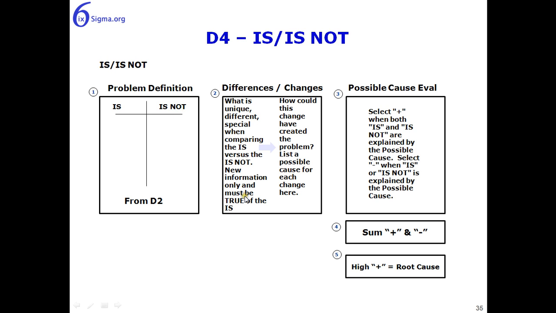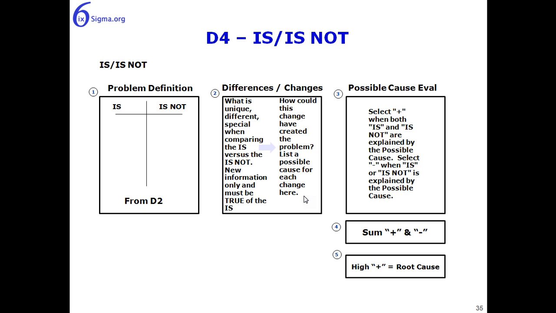Once we have the differences identified, we say, okay, now that we know that this is different, how could this change have created the problem? So we do know something is different, and is it possible that it's creating the problem that we are investigating? And if and when the answer is yes, we want to list a possible cause for each change here.